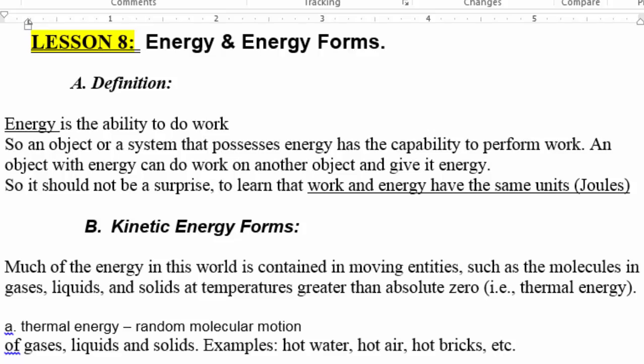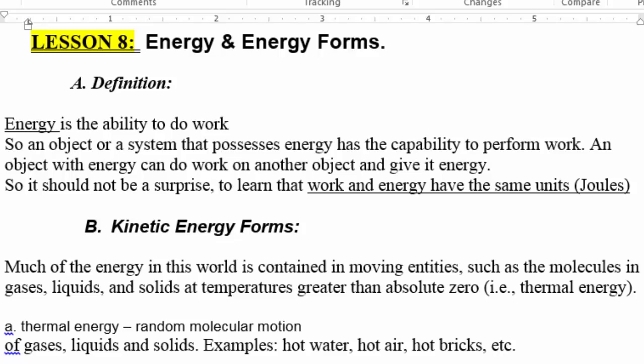In the previous lesson we talked about work, and we said that the reason we start with work is because energy is defined as the ability to do work. So anything that has the ability to do work, meaning anything that has the ability to apply force and move other objects a certain distance, we say that this object has energy. Work and energy also share the same unit, which is joules.